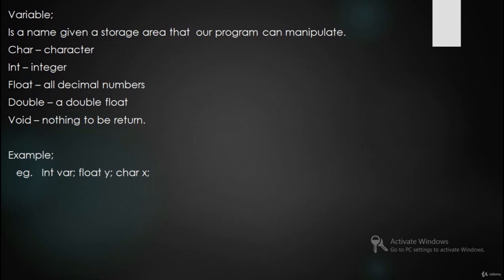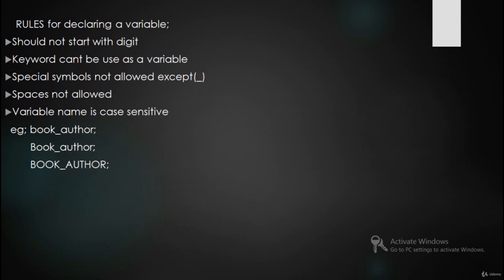Now, let's learn something about a variable. A variable is a name given to a storage area that our program can manipulate. It is also an entity which changes during execution of a program. For instance, we can have a variable char for character, integer, float, double for a double float, void, which means nothing is to be returned. Examples include int var, float y, char x. Now we have rules for declaring a variable, and rule number one says you should not start a variable with a digit. You can't start a variable by naming it with a number.